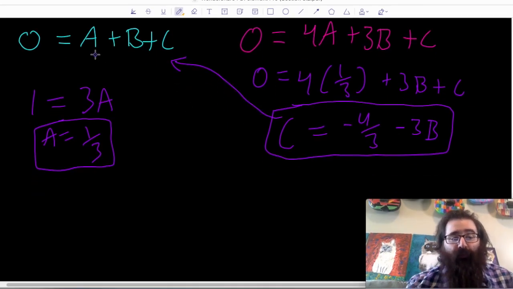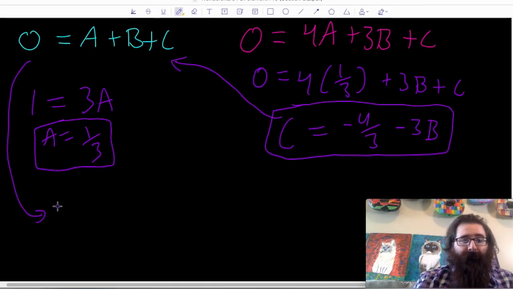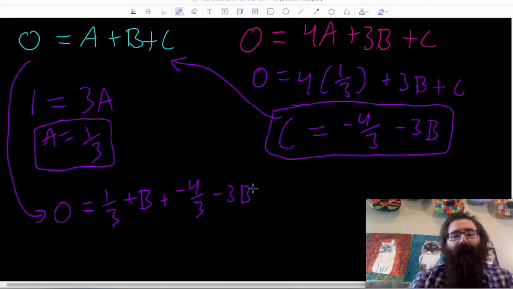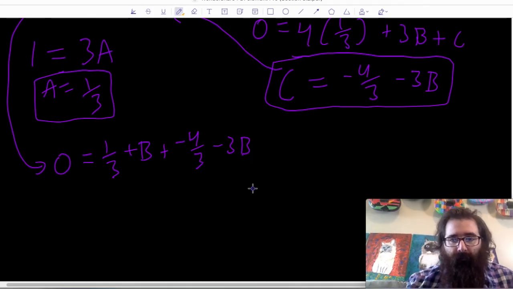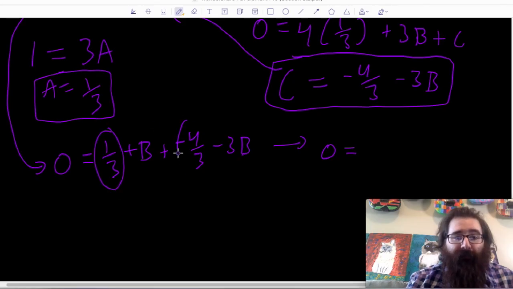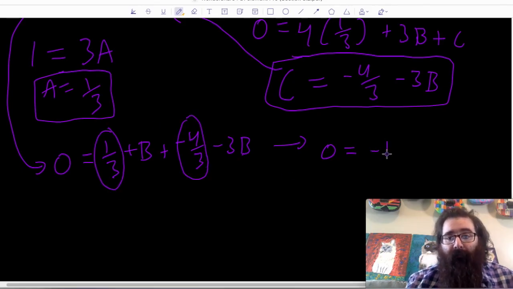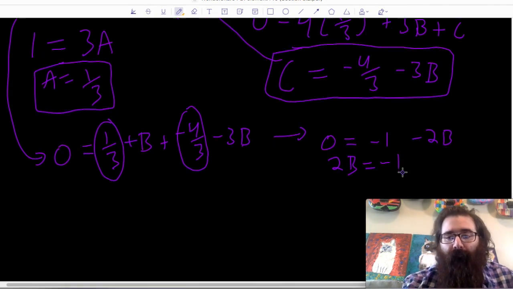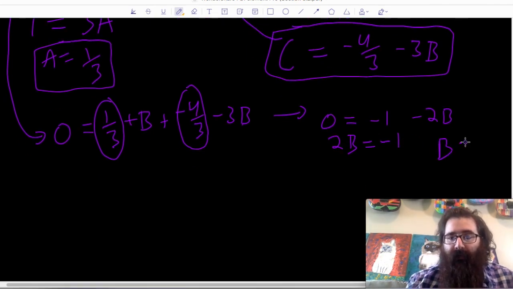Keep in mind, though, that a is 1/3, so I get 0 equals 1/3 plus b plus c, but c is negative 4/3 minus 3b. And what is that going to do? Well, wait for it. 0 equals 1/3 minus 4/3 gives me negative 3/3, or that's negative 1. b minus 3b gives me negative 2b. And if I add this over, that means 2b equals negative 1, or that b is negative 1/2.